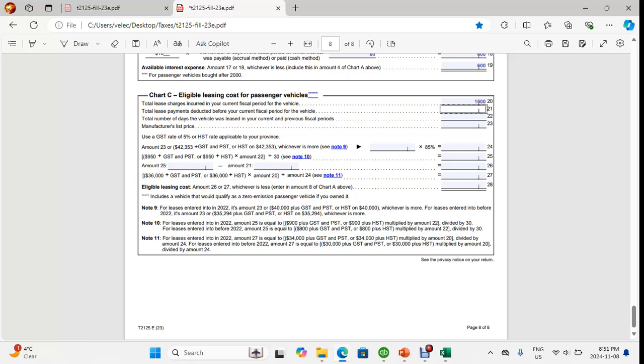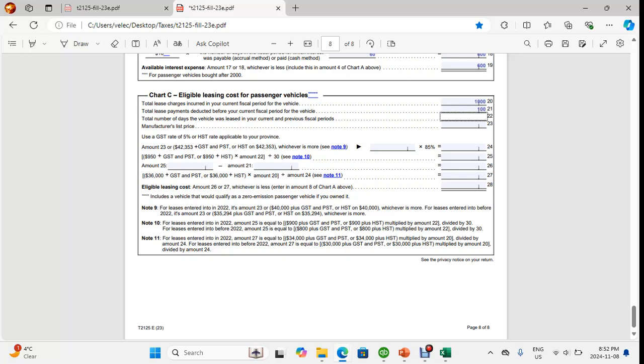Okay, total lease payments deducted before your current fiscal period for the vehicle. This is box 21. So let's say this is $100. So this is, let's say, from last fiscal period, whatever amount you might have paid for your lease. If you did get a discount, it's possible you ended up paying less. In this case, we ended up paying $100.